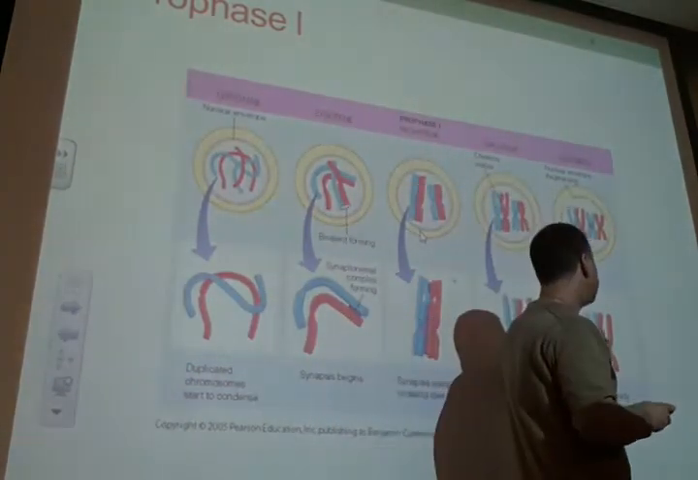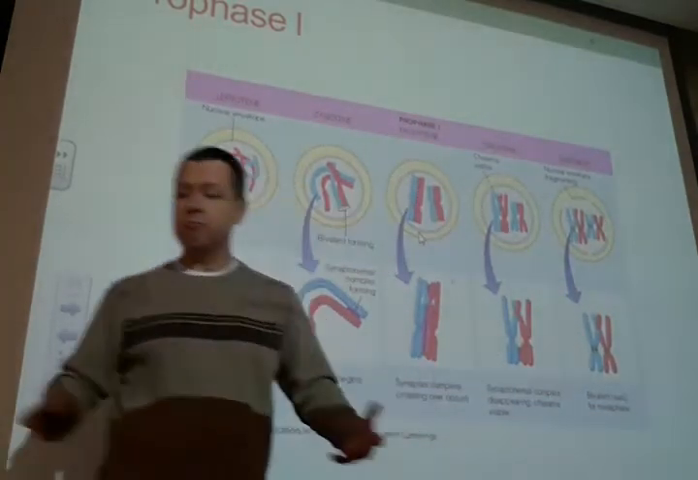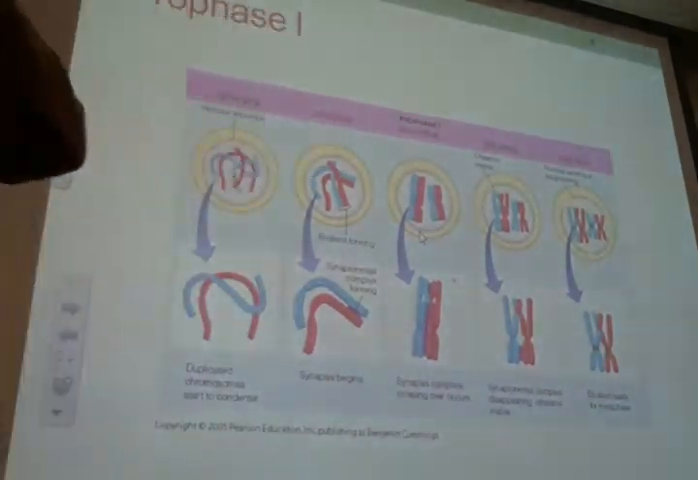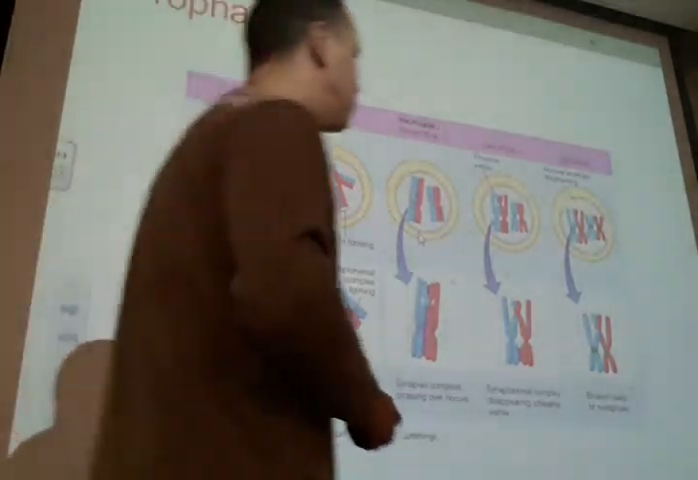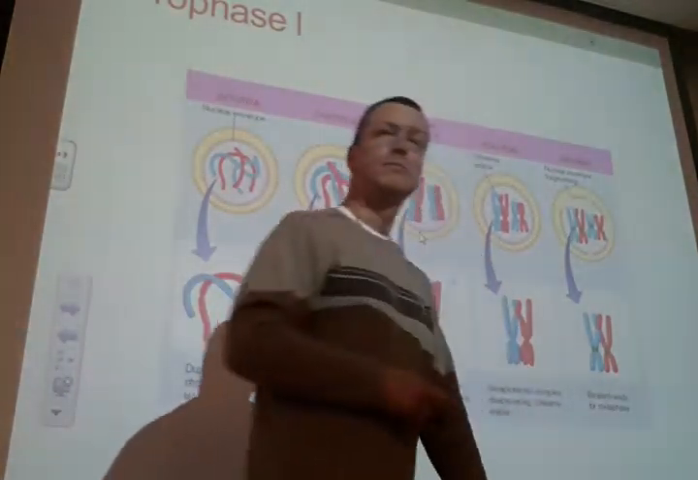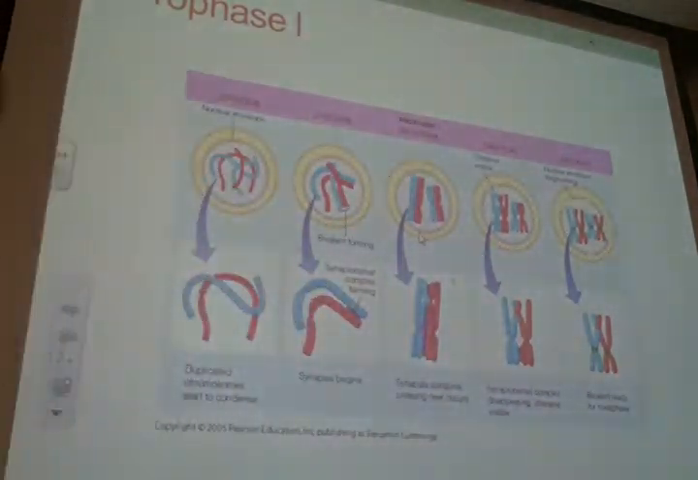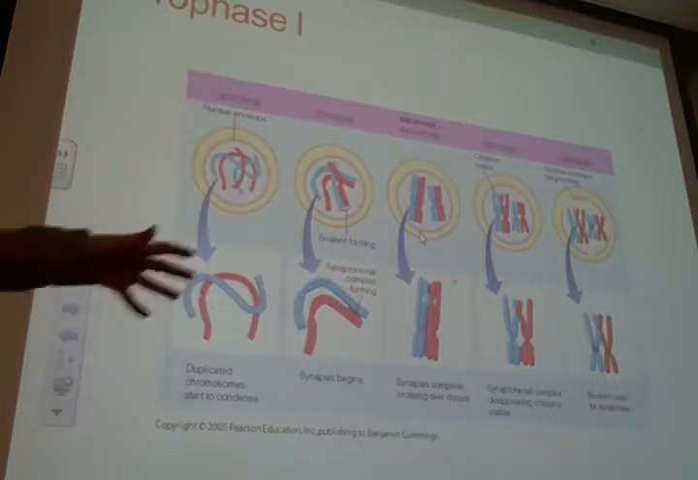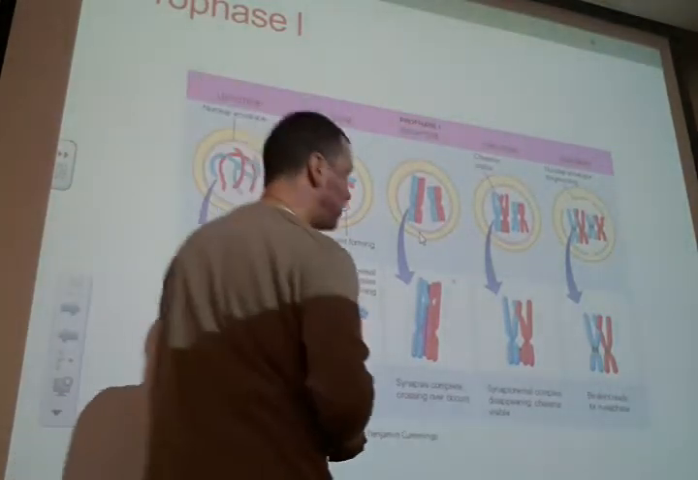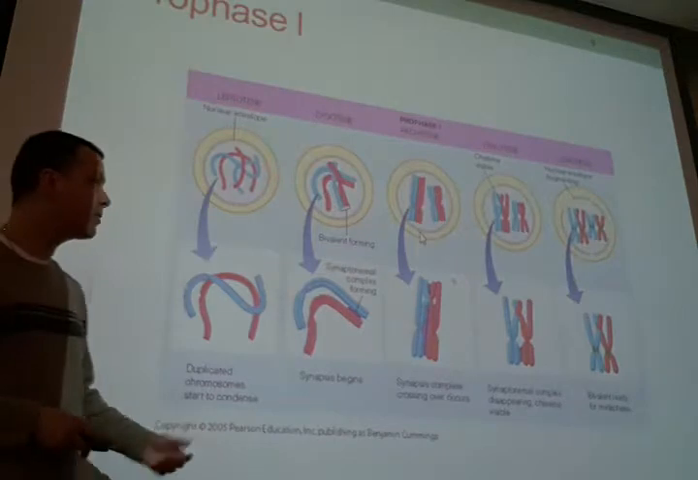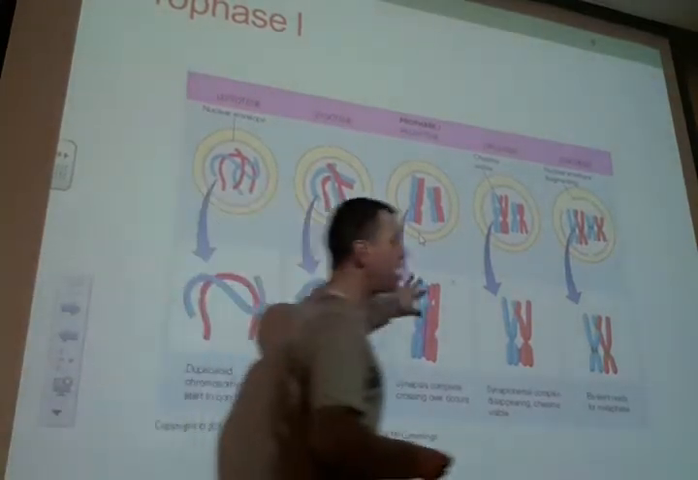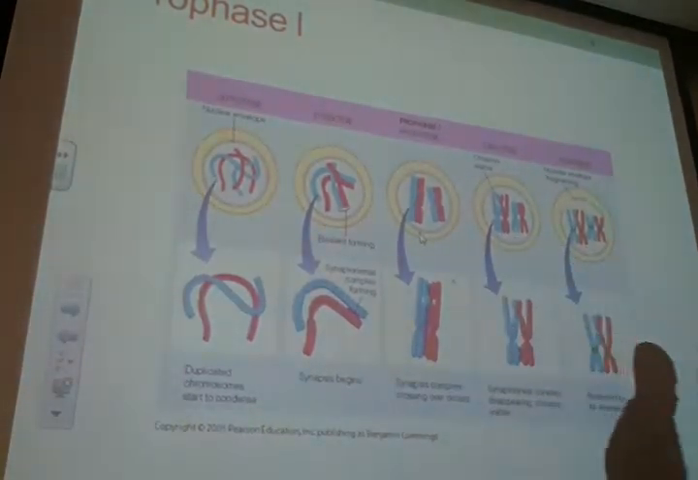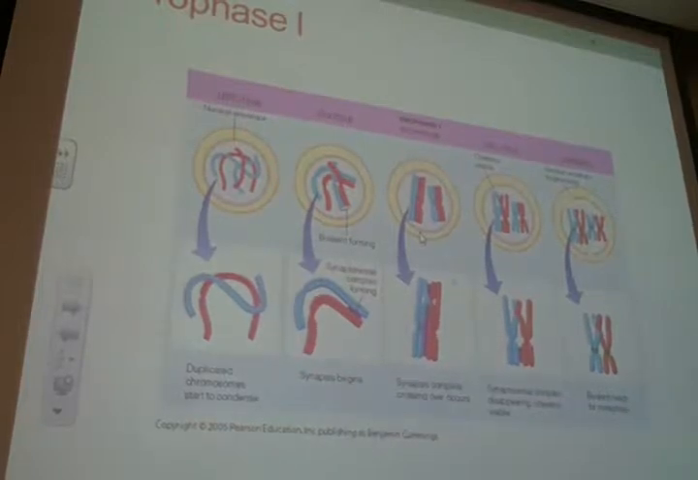And then finally, diakinesis is the rest of prophase. The chromosomes are continuing to condense, and they're ready for prometaphase. Basically, they're ready for the next phase. So there's a lot more going on here in prophase 1 of meiosis than is happening during prophase in mitosis, like we looked at the other day. So you want to know these five stages: leptotene, zygotene, pachytene, diplotene, and diakinesis, and what's happening during each one.